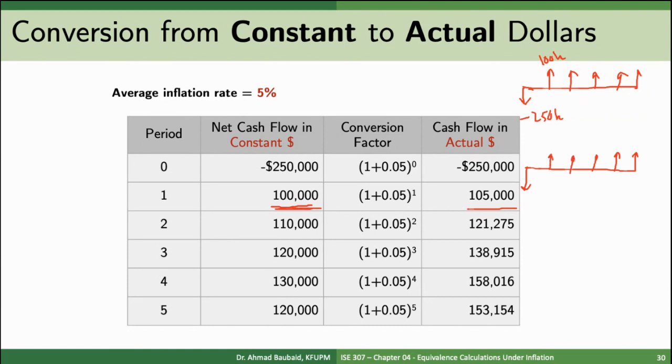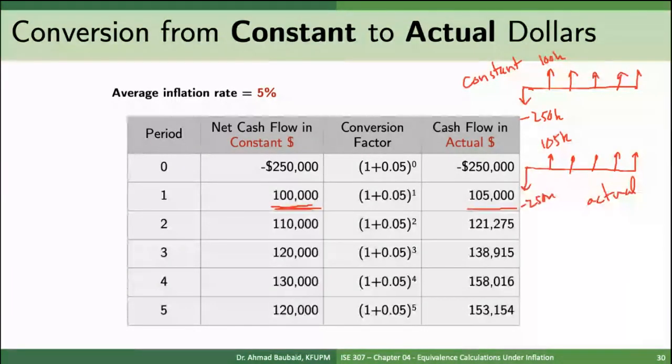Right, so here I have to say minus 250K at time 0, but then here I put 105K, not 100K. So this is constant, and this is actual, right? So make sure you follow this point because it's kind of important. I don't want you to mix things up. We're not moving anything in time yet. We're actually going to move stuff later in time.